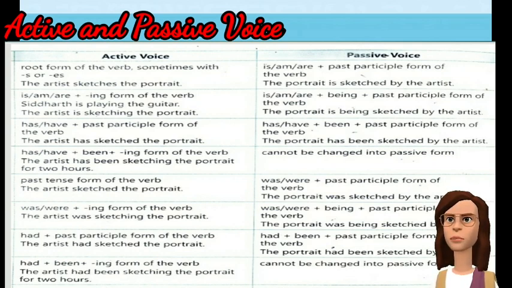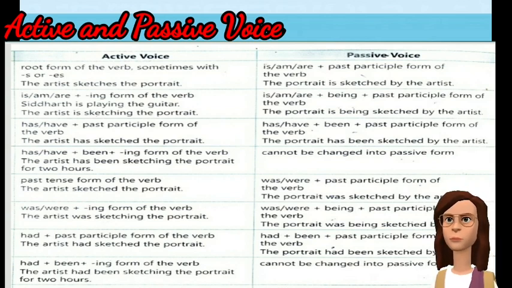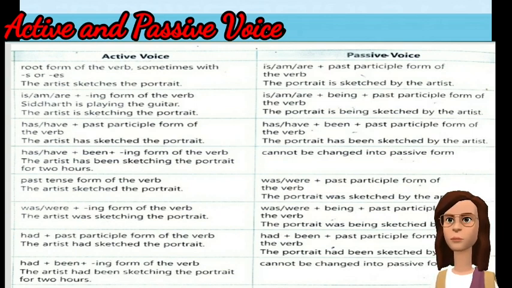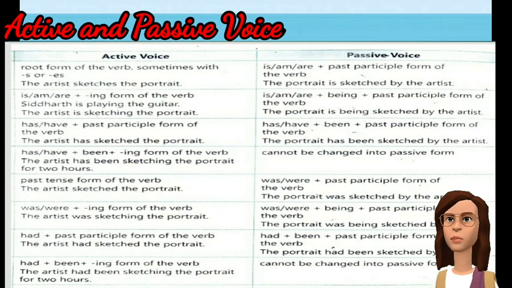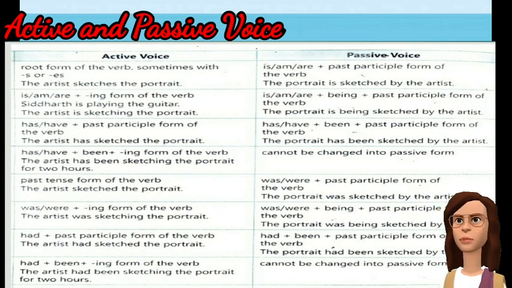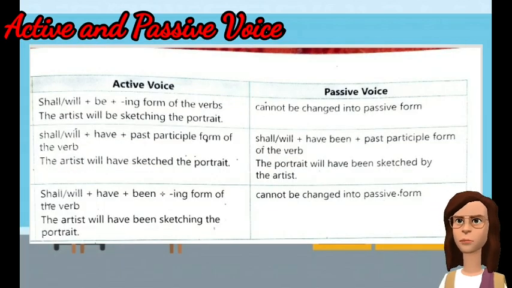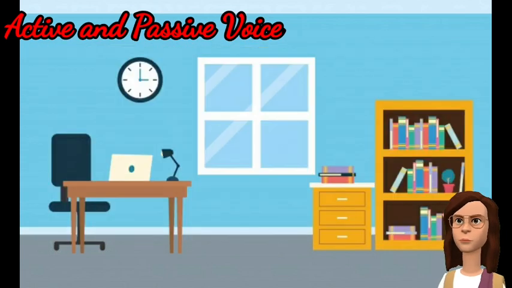So now we'll learn the third rule. With all perfect tense, we will use been after had, has, have. Let's take example. First, present perfect. The artist has sketched the portrait. The portrait has been sketched by the artist. Second, past perfect. The artist had sketched the portrait. The portrait had been sketched by artist. Third, future perfect. The artist will have sketched the portrait. The portrait will have been sketched by the artist.